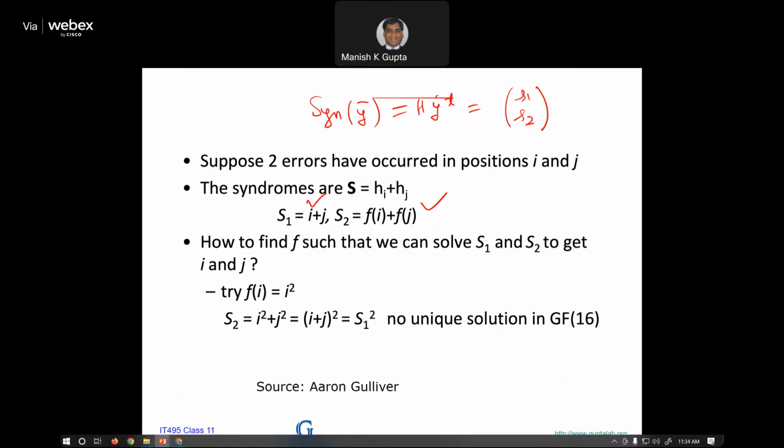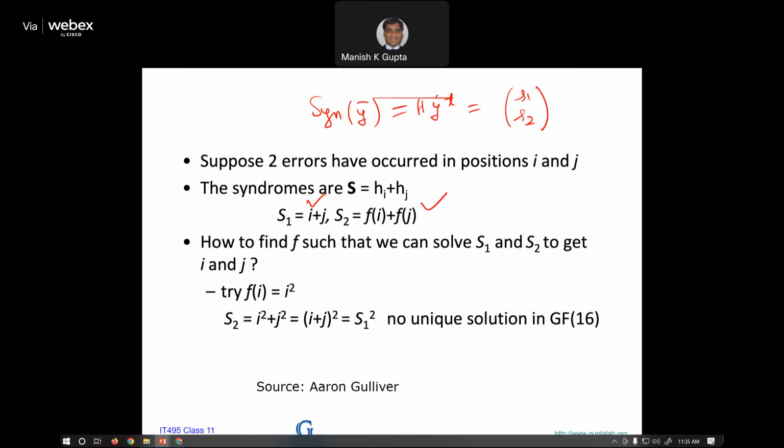So that means the syndrome will be the sum of those two columns i and j at those positions. Remember. So S1 is i plus j from this equation. S1 is i plus j and S2 is some function we don't know, f of i plus f of j. The lower portion is giving us f of i plus f of j, right? f is unknown. The positions i and j where the errors are are unknown to us, and I want to find that f. How do we find that f?